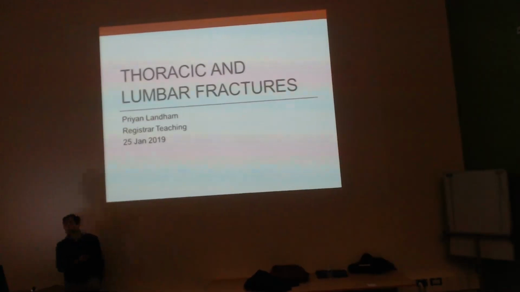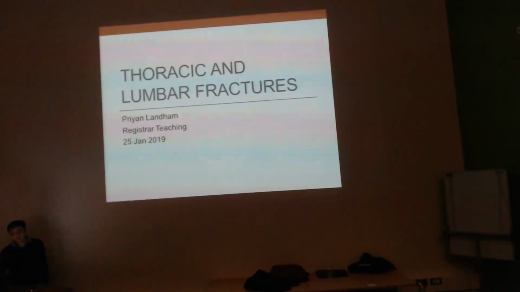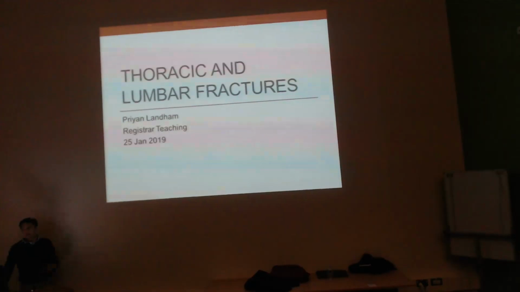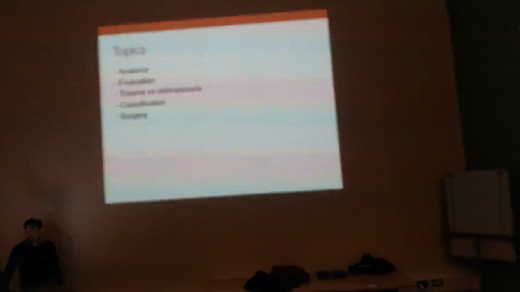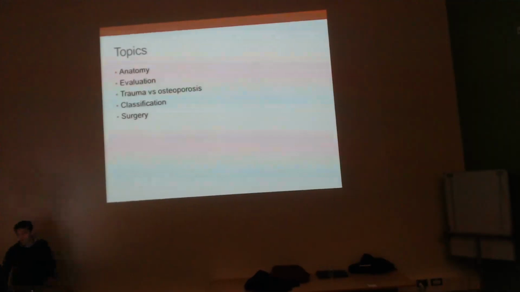This is going to be much less highbrow compared to Mike's talk, but this is going to be the sort of basic things you need to know for the exam, okay? So thoracic and lumbar fractures, because when you're an orthopedic surgeon, this is the sort of stuff that you will see a lot of. Okay, so I'm going to talk about the anatomy, I'm going to talk about evaluation, we're going to talk about trauma and osteoporosis, classification and surgery. The surgery bit is going to be the bit where the exam boys are going to talk about the approaches, okay?